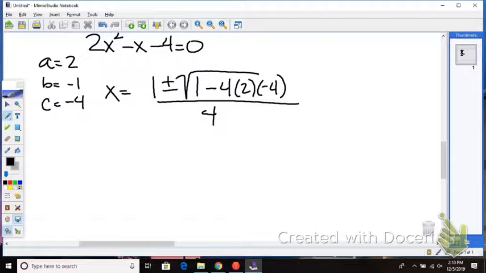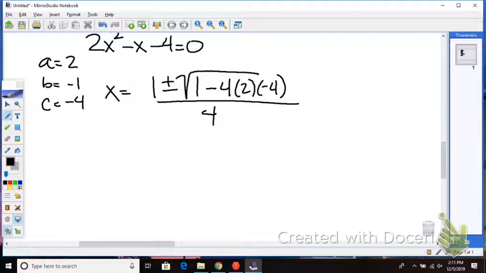Everybody good with the top part? Okay. All over 2a, so 2 times 2, which is 4. Are we all good? So is that a -4? Yeah. Treat it like a -4. That's the reason I wanted you to stop. Let's work from here together.